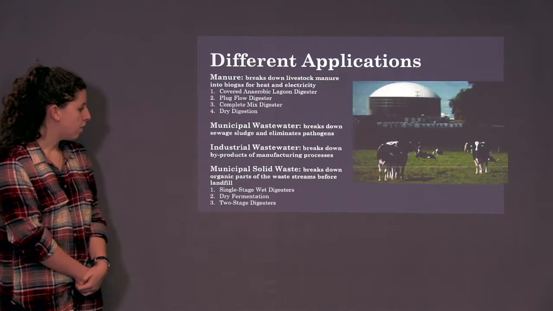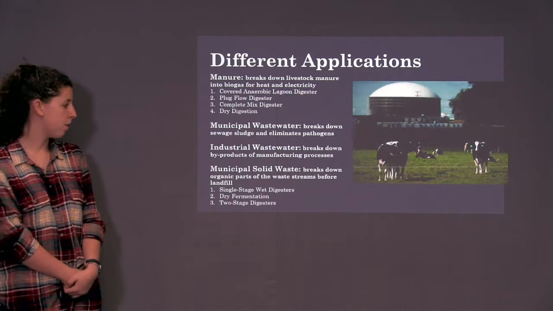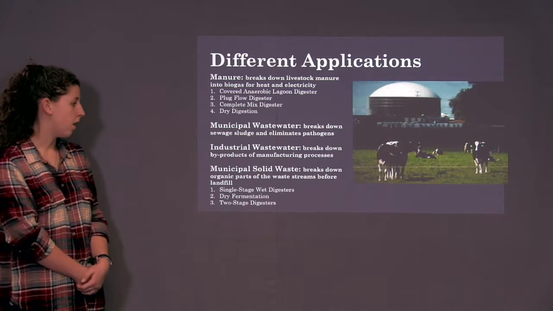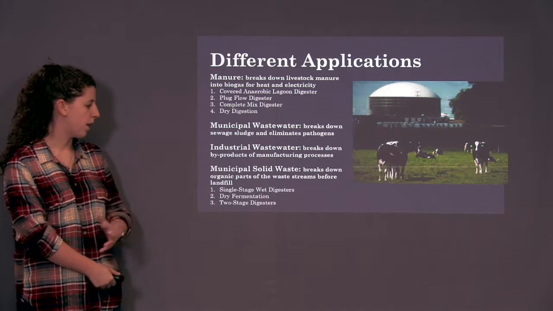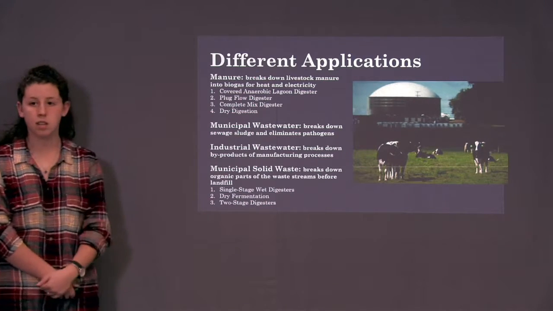industrial processes. There's also municipal solid waste anaerobic digesters, or MSW, which basically means that before the trash goes to a landfill or is sorted, you're able to break down organic parts of the waste stream before the landfill. And there are 3 types of these listed here as well.